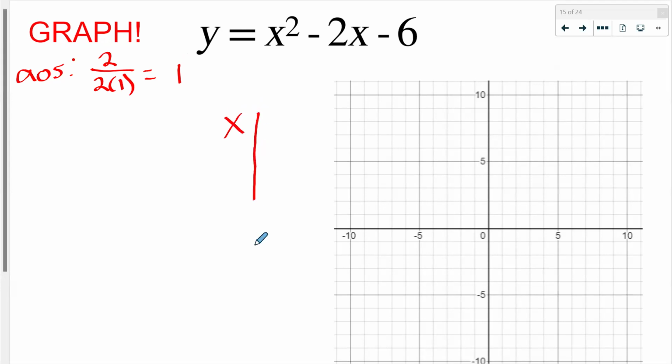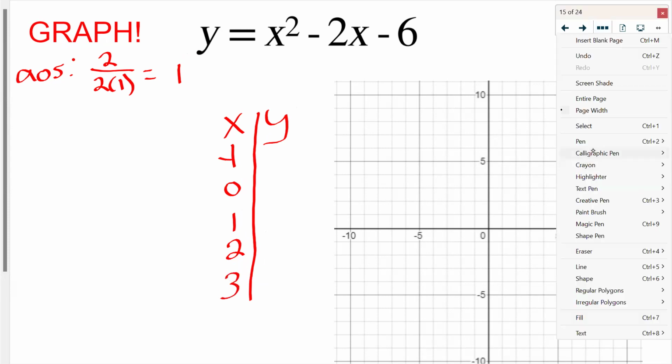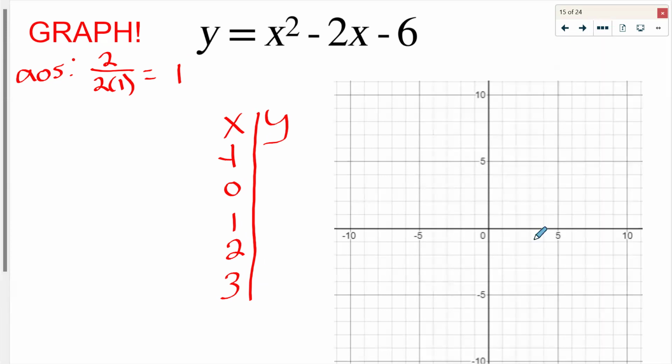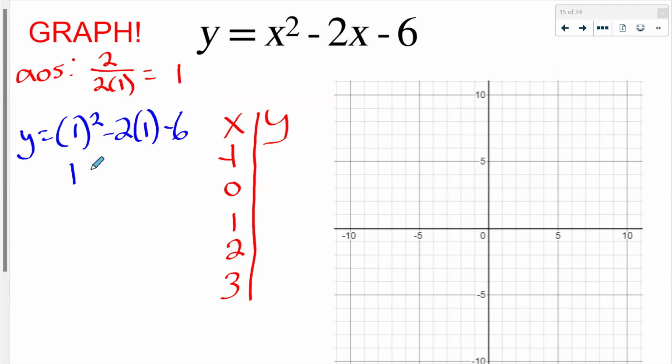Let's create your XY table. We put 1 in the middle. We go 2 fewer, 0, -1, and we go 2 bigger, 2, 3. Next, we need to find the y value of our vertex. So we're going to take this 1 and plug it in. y equals 1 squared minus 2 times 1 minus 6. 1 squared is 1, minus 2 minus 6. This is -1 minus 6. We get -7. So we have the point 1, -7.